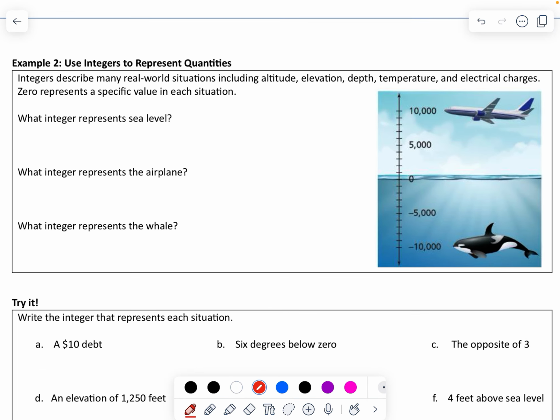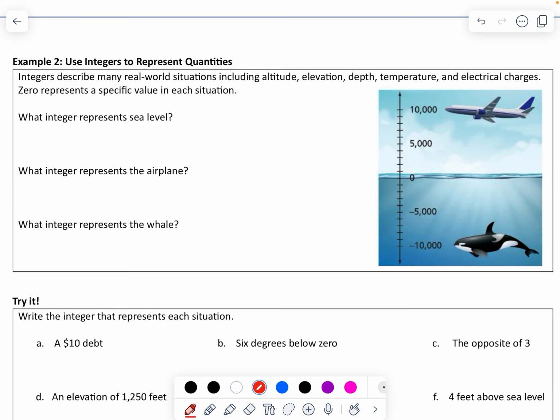Now, example 2, we're going to be using integers to represent quantities. It says, integers describe many real-world situations, including altitude, elevation, depth, temperature, and electrical charges. 0 represents a specific value in each situation. So we want to look over at our picture. Now, we have our water, our sea level, right here. Then we have an airplane and a whale.